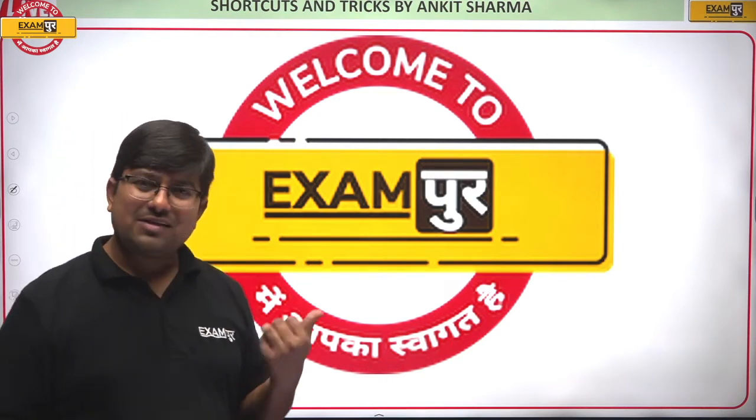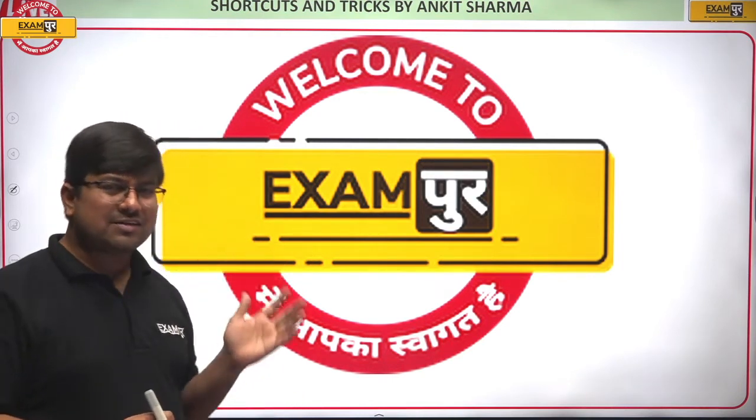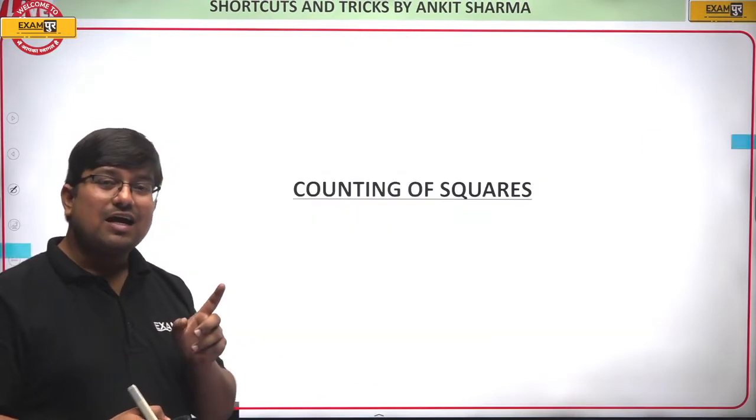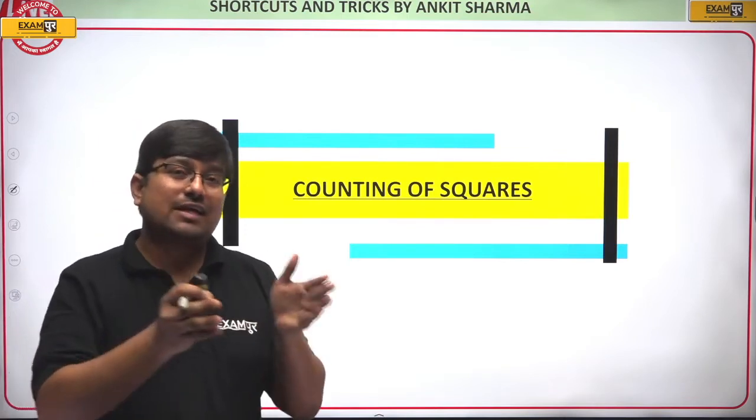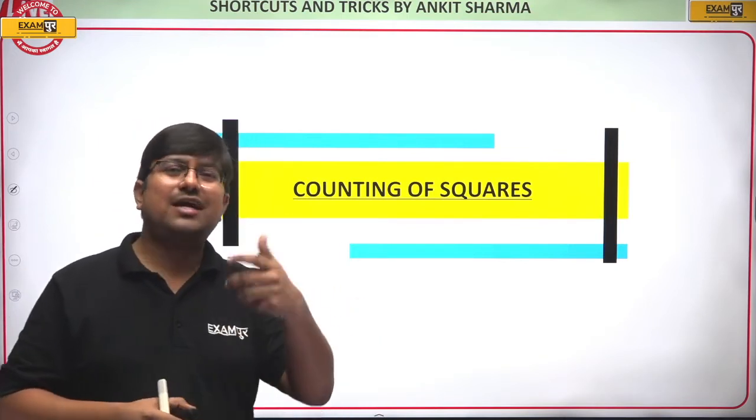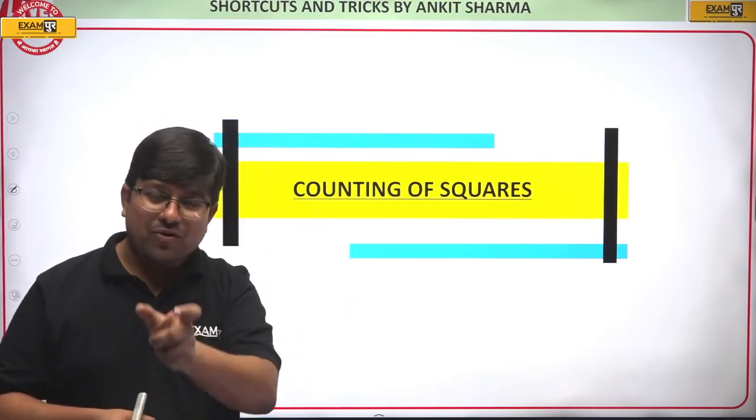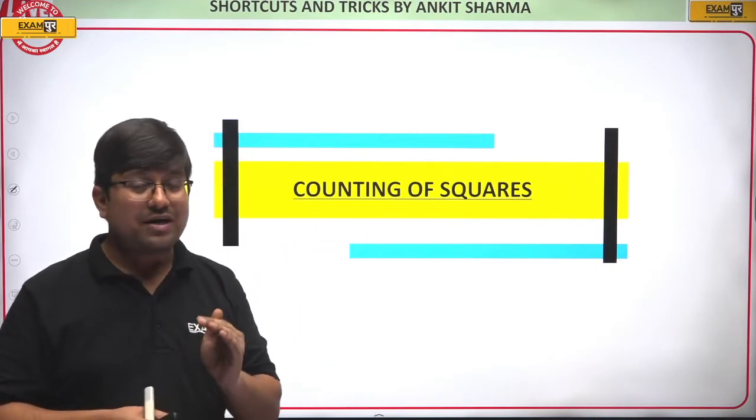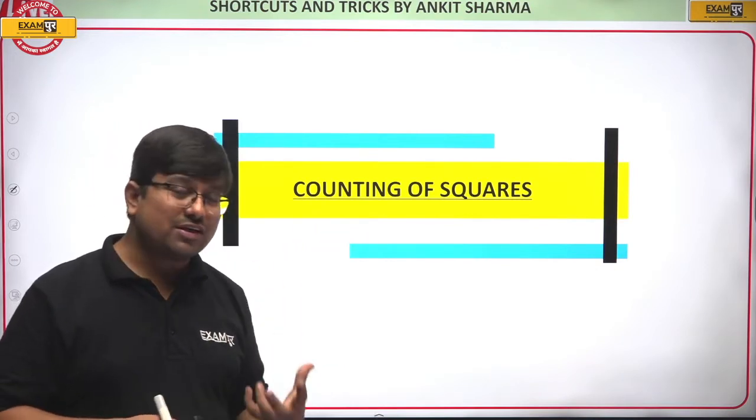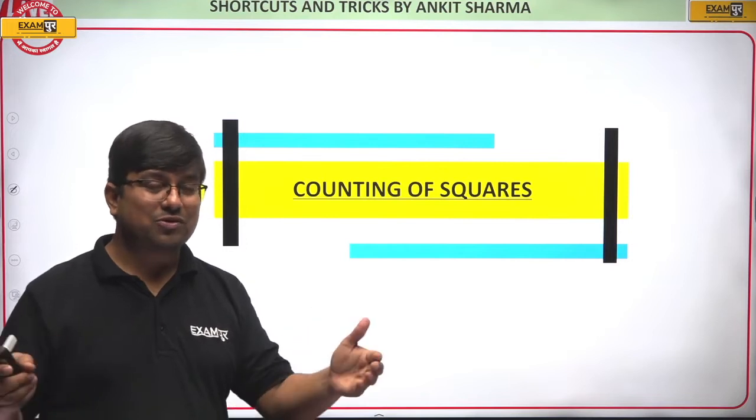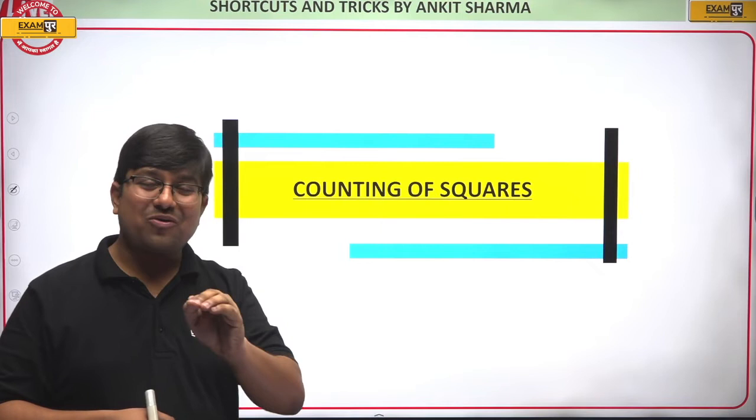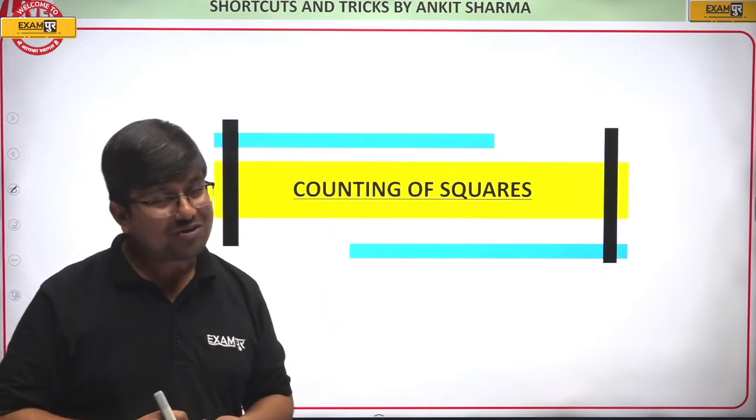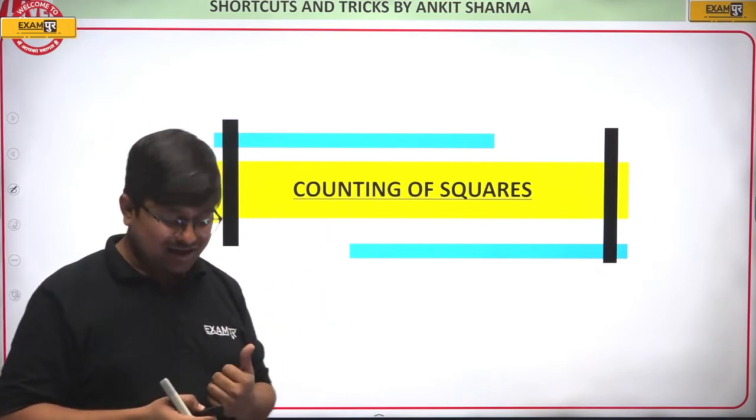My dear students, in the previous session I discussed how to count the number of squares in an n cross n matrix, where the number of rows is equal to the number of columns. But now, one step ahead, we are going to discuss how to calculate the number of squares in an m cross n matrix, where the number of rows is not equal to the number of columns. So without any delay, let us start.